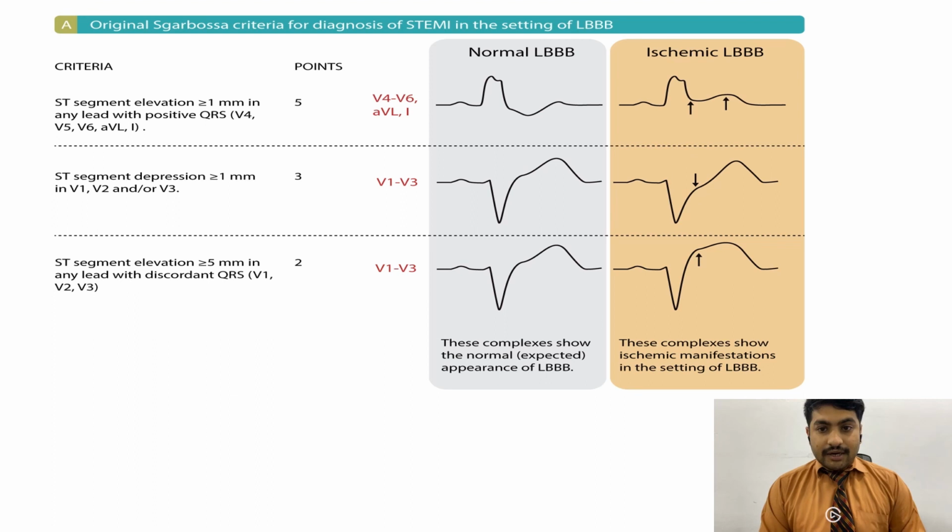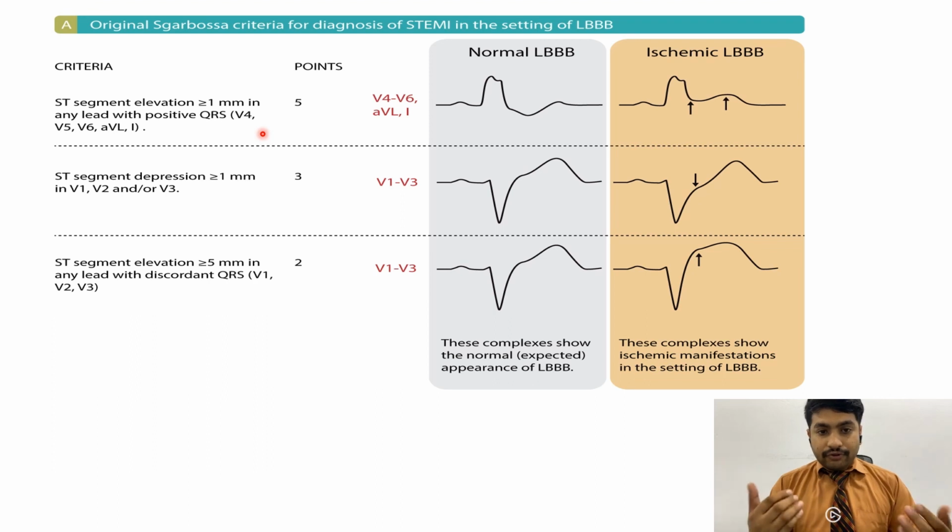And what is Sgarbossa criteria? It basically consists of 3 steps, and each step is given a number, and a number of more than 3 is significant. So for example, if we have a criteria that gets fulfilled and it gets 5 points, so it is significant and STEMI is present. Similarly, if we have a number that is below 3, then that won't be our STEMI.